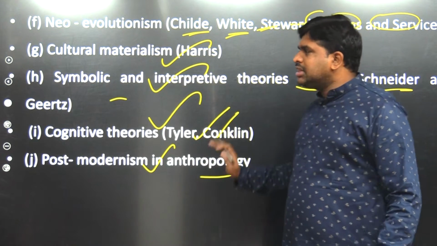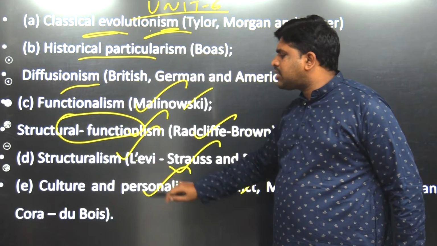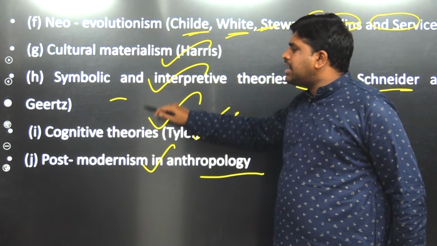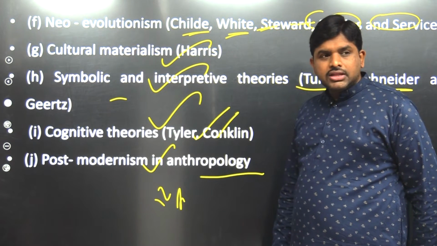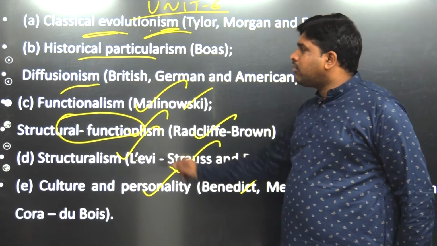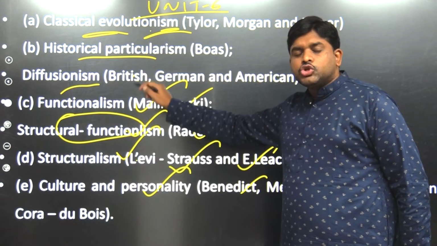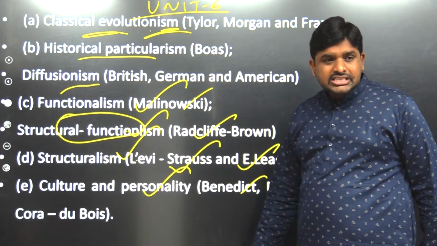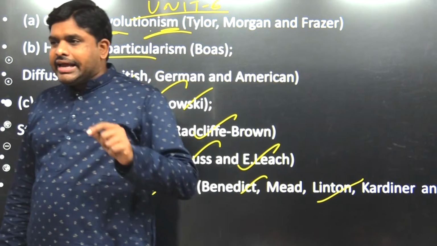Postmodernism in anthropology. In this way we have 12 schools. 12 schools are there, but subunits are 10. Why? Because diffusionism is part of this, structural functionalism is part of this. So, according to the syllabus, 10 subunits, but number of schools is 12. So, you got an idea now.